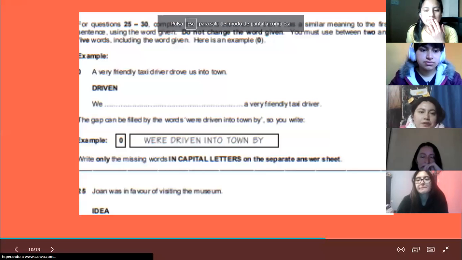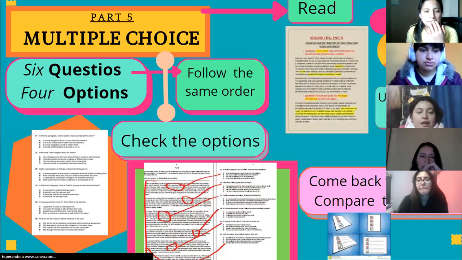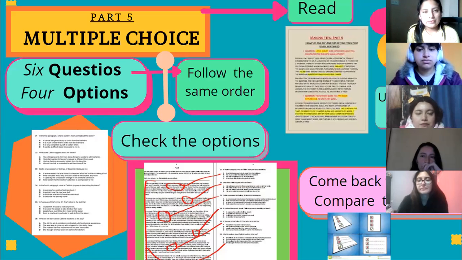Hi, my name is Adriana Criollo. I will continue with part 5. Here we have multiple choice. There are 6 questions and 4 options, and the questions follow the same order as in the text. First, you read the questions and check the options. After that, you read the text, and at that moment, you underline the keywords, and after that you compare the answers to the questions with the text, and you deduce what the meaning is.